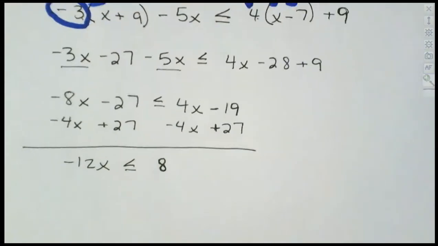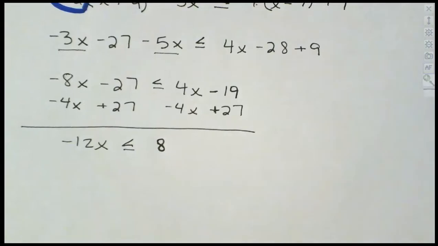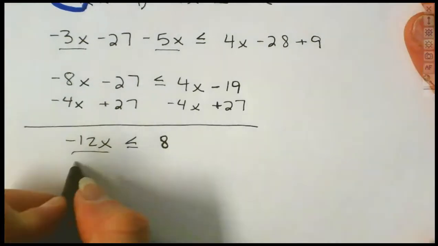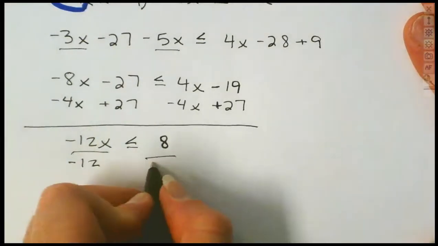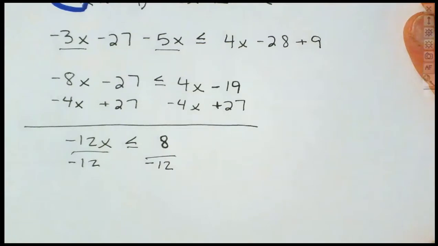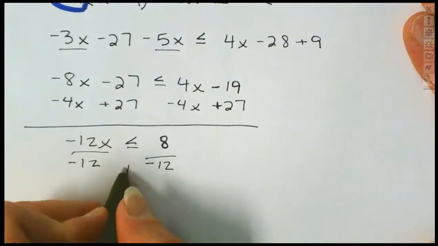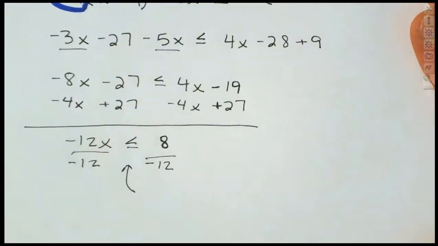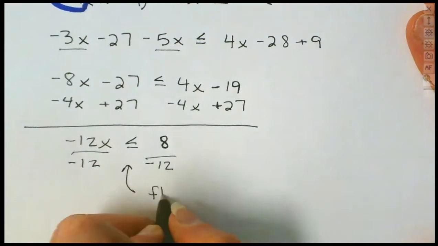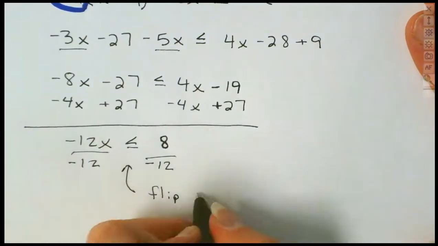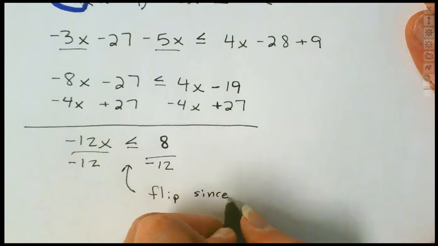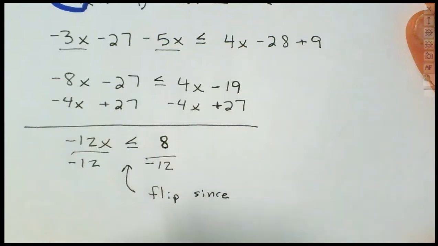Now, what are we going to have to do? Divide by a negative 12. When we divide by a negative 12, what does that do? Flips the symbol. So that's going to have to flip because we divided by a negative. So we're going to flip that since we divided by a negative.